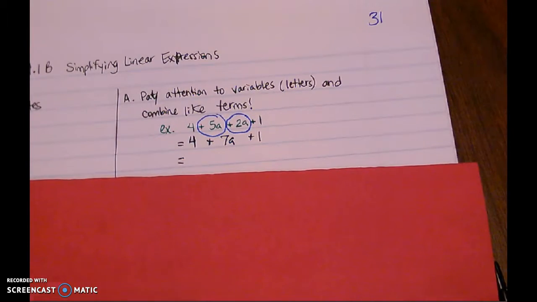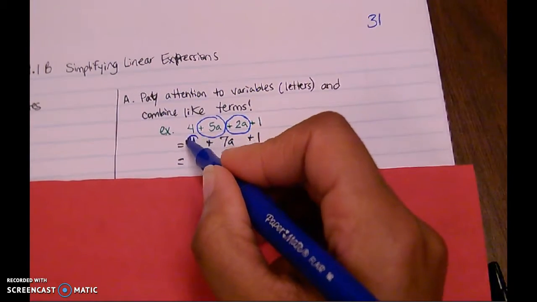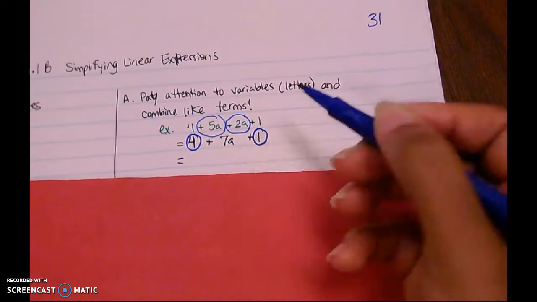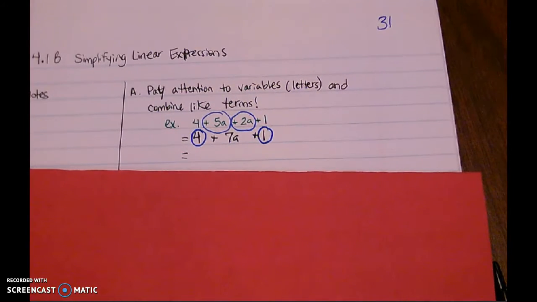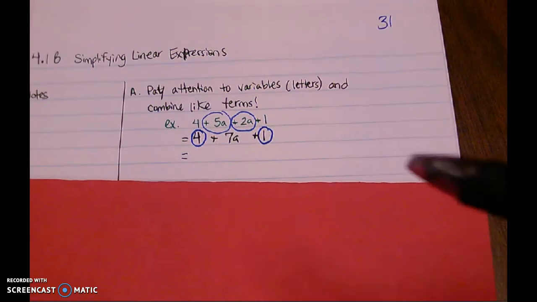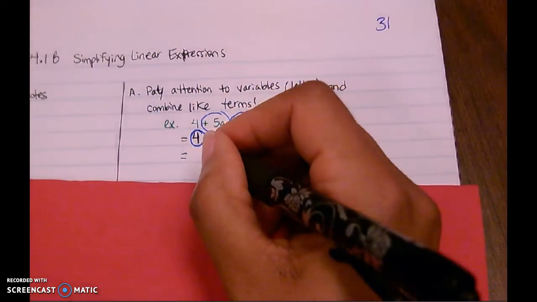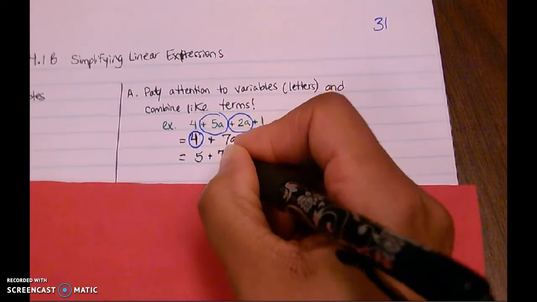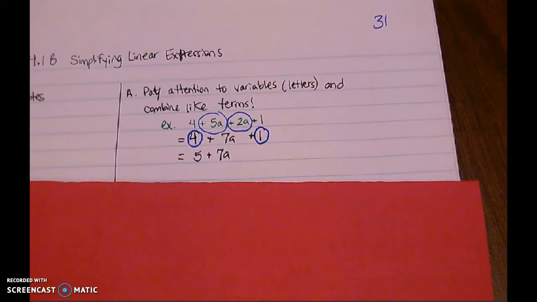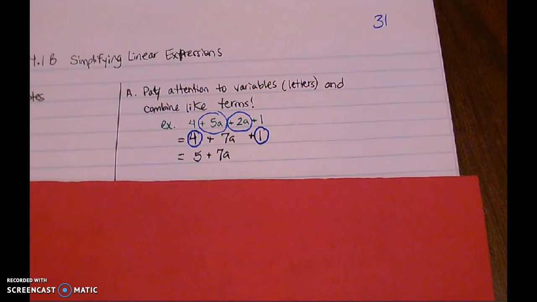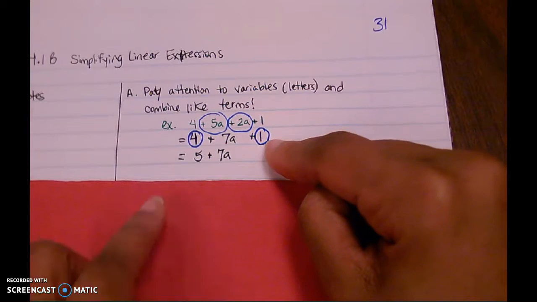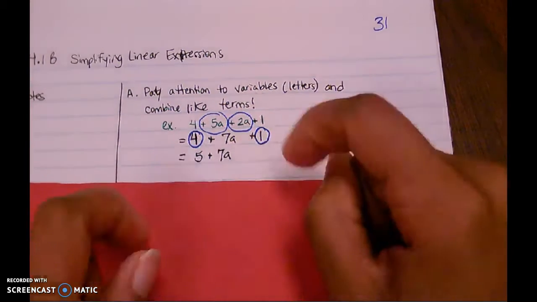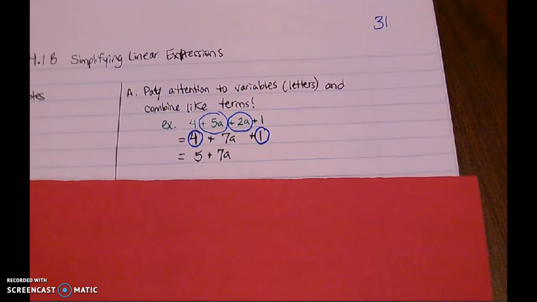The next thing we see is that we have two numbers that don't have any variables. These are like terms, okay? So we can combine those. 4 plus 1 is 5. So our final answer can be 5 plus 7a, okay? So this is what I mean by paying attention to variables and combining like terms. If you see numbers that don't have a variable, they are like terms and you can combine those. Let's jump to the next thing.